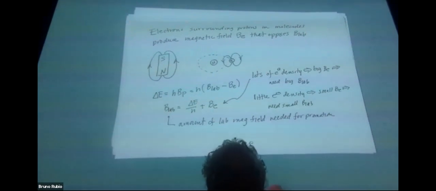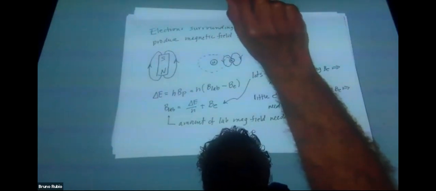Okay, and so this is a very important concept of NMR, is that when the proton is in different chemical environments, when it's surrounded by more or less electron density, the laboratory magnetic field is going to have to be modified in order to bring about that promotion.